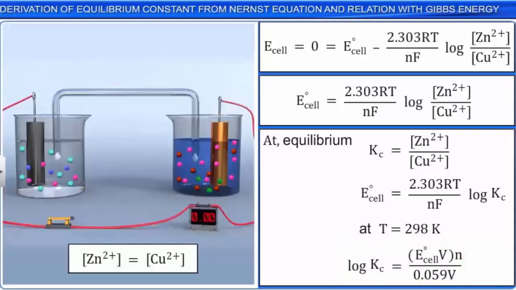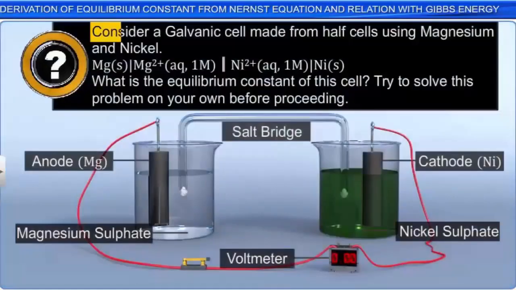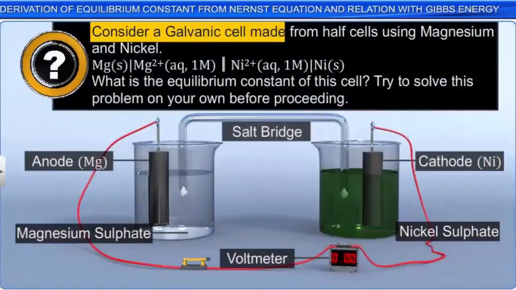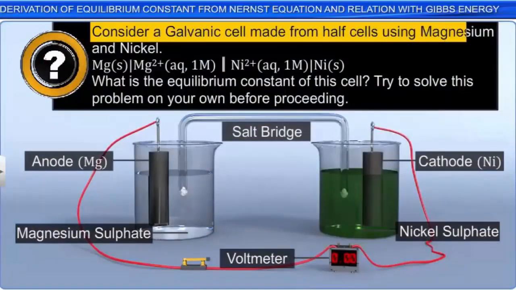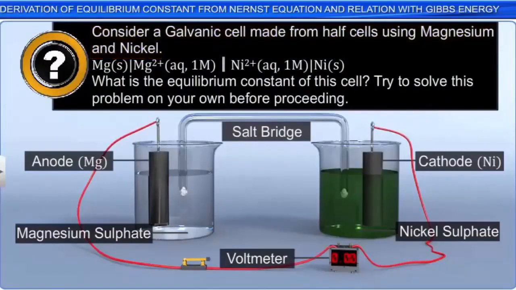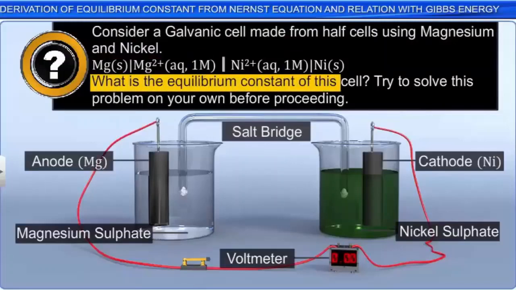Consider a galvanic cell made from half cells using magnesium and nickel. Notice that the ion concentrations are all 1 molar. What is the equilibrium constant of this cell? Try to solve this problem on your own before proceeding.